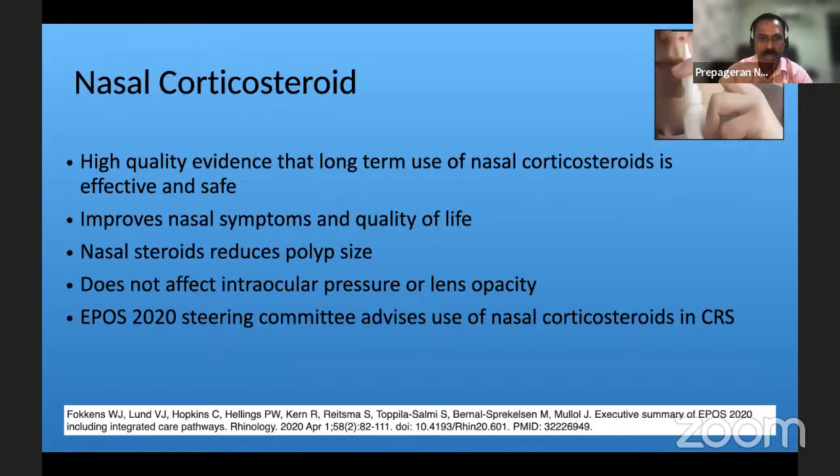Let's talk about patients with chronic rhinosinusitis and nasal polyposis. As far as intranasal corticosteroid is concerned, there is very high quality evidence that long-term use of INS is definitely effective and safe. And I think none of us will operate if the patient has not been using INS at all. It improves nasal symptoms and quality of life. It reduces the nasal polyps, and it does not affect the intraocular pressure or lens opacity. So therefore, the steering committee advises the use of INS in CRS, as we see.